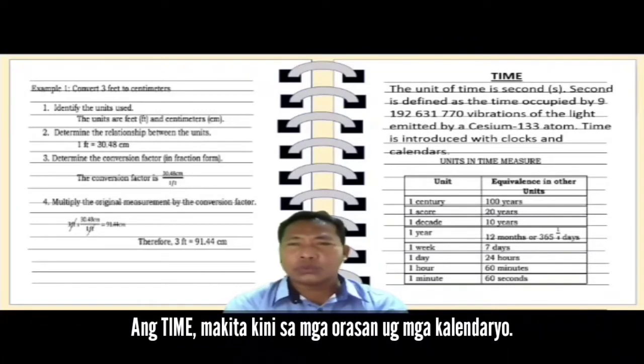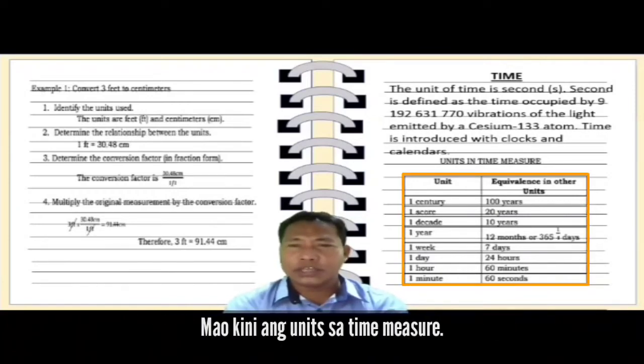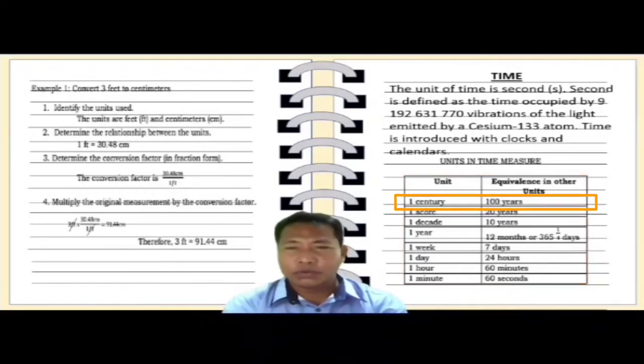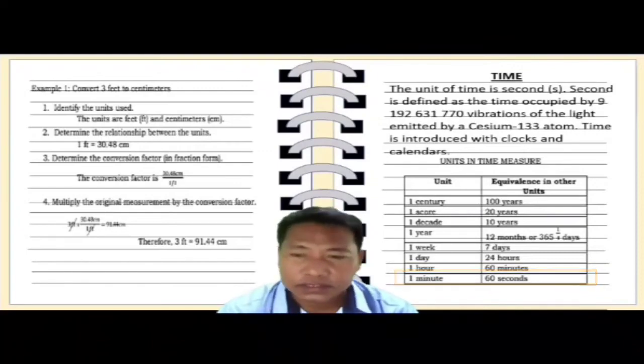Time is introduced with clocks and calendars. Okay? We have here the units in the time measure. One century is equivalent to 100 years. One score is 20 years. One decade is equal to 10 years. So 1 year, 12 months or 365 and 1/4 days. 1 week, 7 days. 1 day, 24 hours. 1 hour, 60 minutes. 1 minute, 60 seconds.